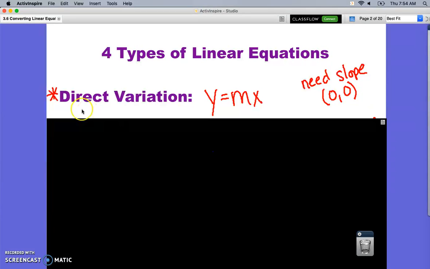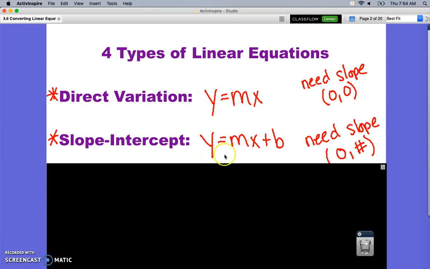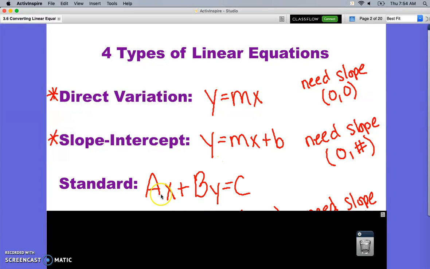So we have direct variation, it's y equals mx, where m is the slope. You need the slope, and then (0, 0) is the ordered pair that the line goes through. So we just need the slope. We have slope-intercept form, which is y equals mx plus b. You need the slope, and then you need the y-intercept. So you need the slope and (0, a number), and that number would be replaced here with b. We have standard form, ax plus by equals c.